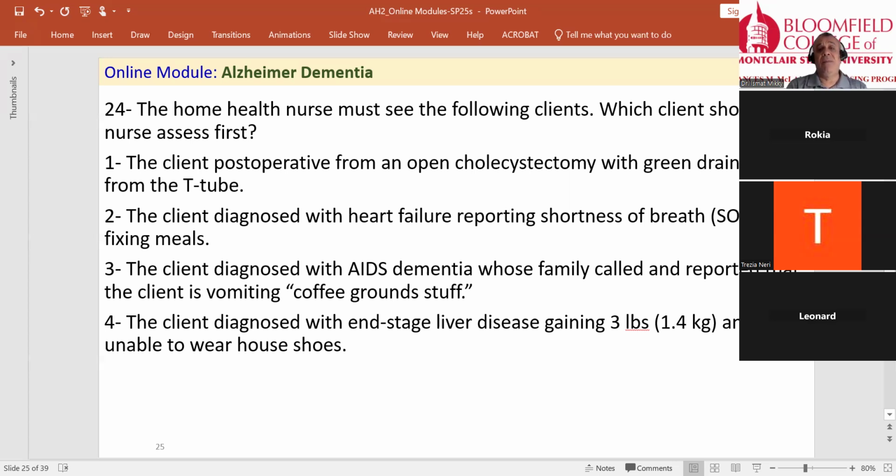Gaining 3 pounds, that's expected, because we know the patient will develop fluid retention, and there will be a lot of protein loss. So the weight gain is expected because of fluid retention in liver cirrhosis or end-stage liver disease. But number 3, coffee ground emesis indicates there is a GI bleeding, and that should be seen first.